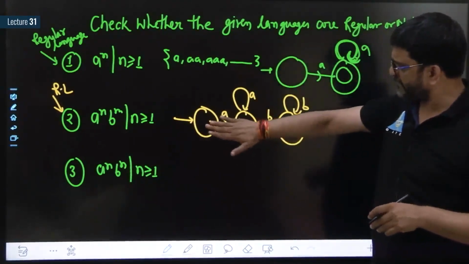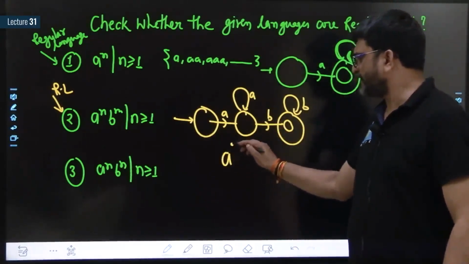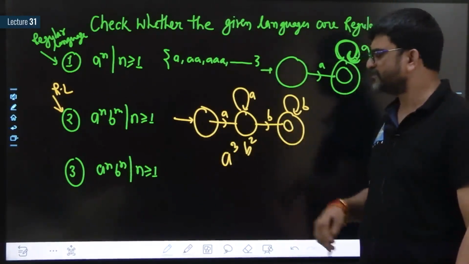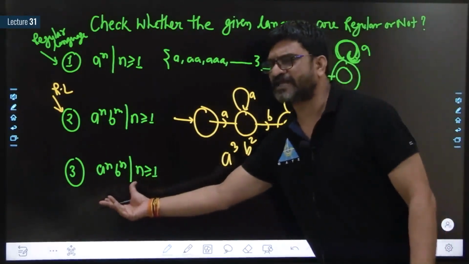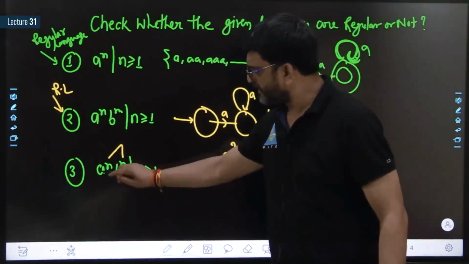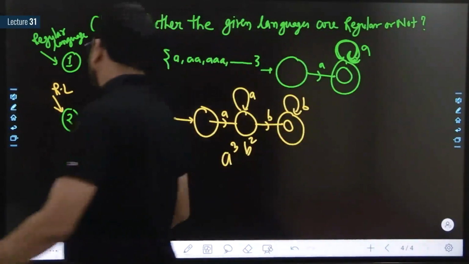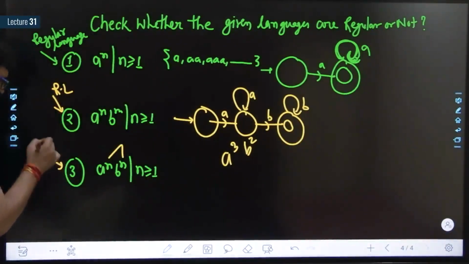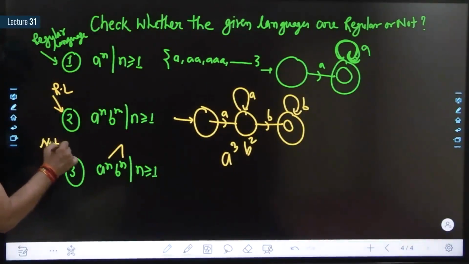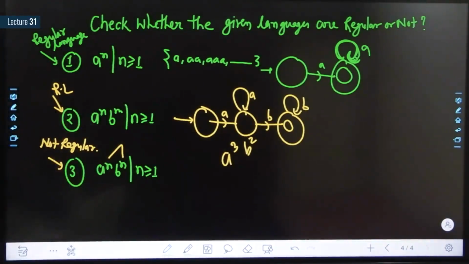If I make this diagram, then it also accepts A3B square, but this is not in this language. Clear? So there is a comparison: number of A's equal to number of B's. That's why this language is not regular. Clear?